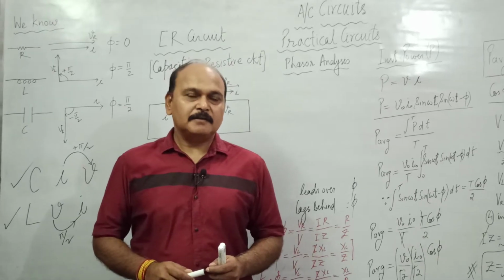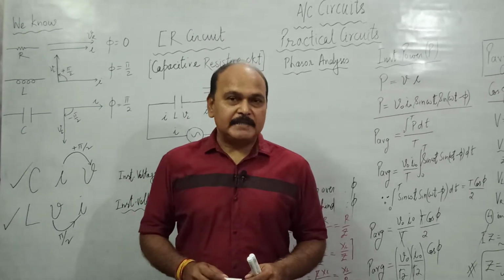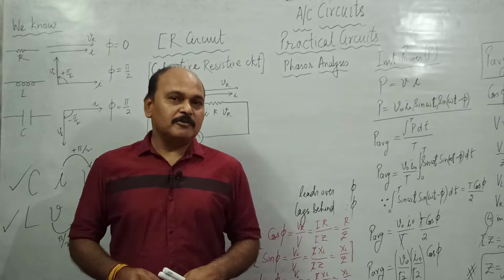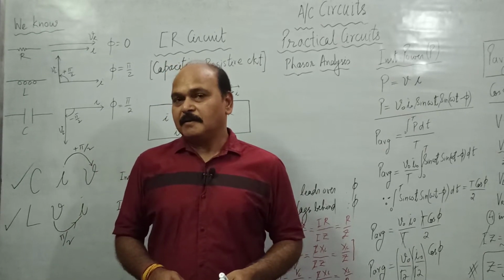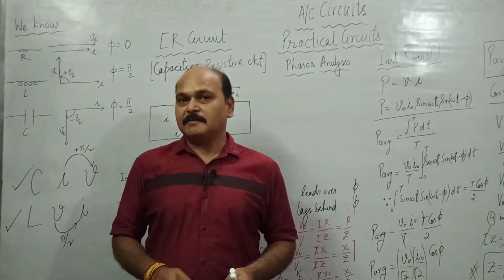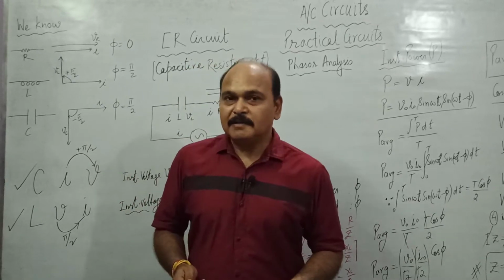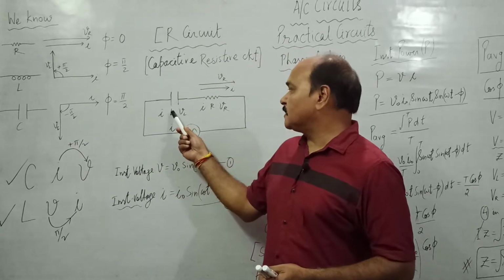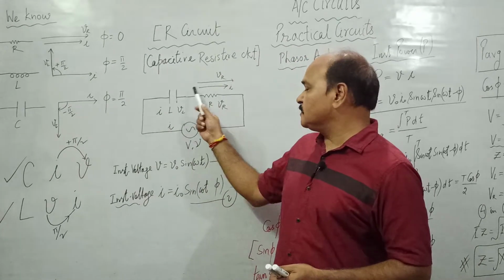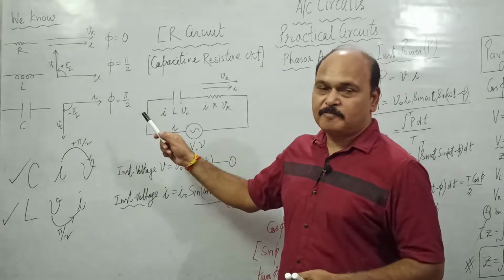Hello dear children. In the class of AC circuits, we are going to study today the second practical circuit, and that is the CR circuit. What is a CR circuit? In a CR circuit we have a capacitor connected with a resistance in series across an alternating source.